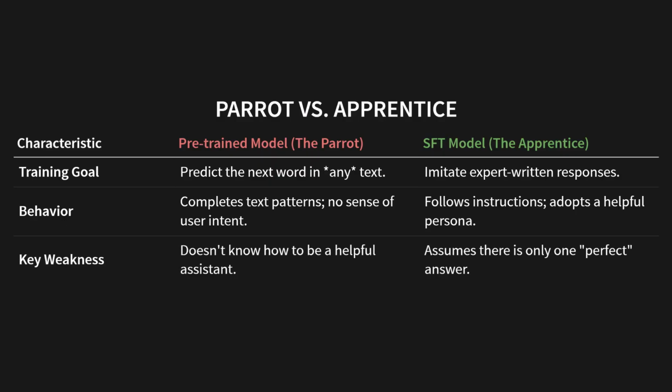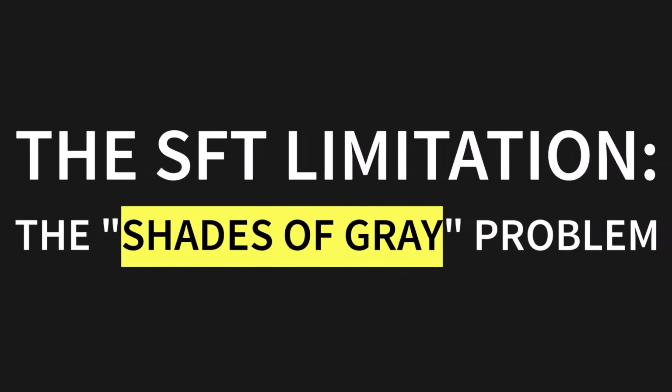Now, look at the SFT model, the apprentice. Its training goal is to imitate expert written responses. Its behavior is to follow instructions and adopt a helpful persona. It's a huge step up, but it has a key weakness. It assumes there is only one perfect answer. This leads us to the SFT limitation. I call it the shades of gray problem.